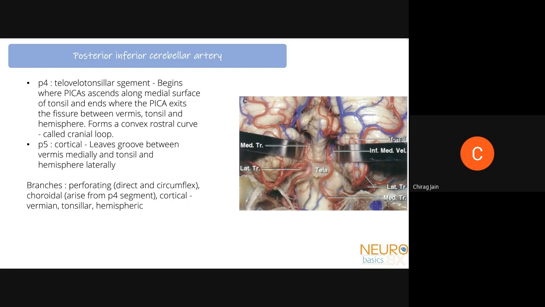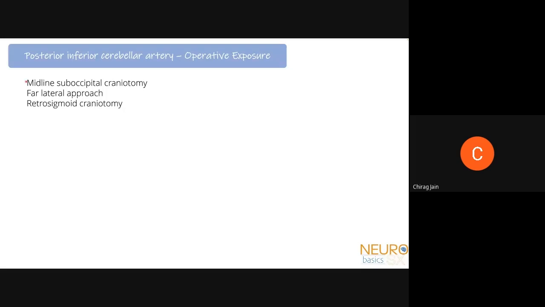The operative exposures for the PICA usually depend on the area of the PICA that you're trying to approach. If you're trying to approach the PICA anteriorly or laterally, we would obviously use a far lateral approach, or depending on the structures involved, the retrosigmoid craniotomy. If you're trying to approach the P4 or P5 segment of the PICA, you have to do it through a midline suboccipital craniotomy, possibly a telovelotonsillar approach.